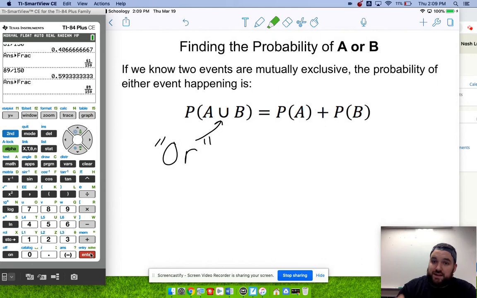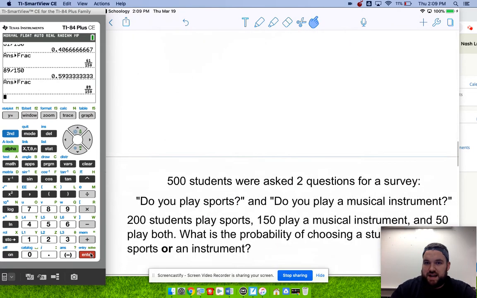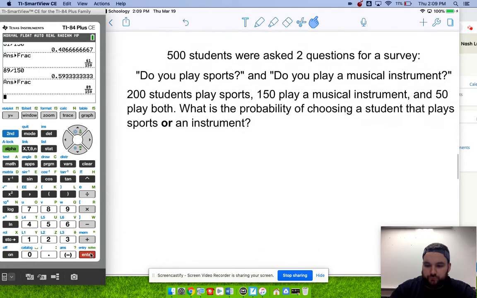Now, this is only true if two events are mutually exclusive. That's a very key piece that I didn't talk about. Remember, mutually exclusive means they cannot both occur. So if two events cannot both occur, then the probability of either event occurring is just the sum, or the addition, of their two individual probabilities. We'll see what happens if it's not mutually exclusive in just a second.